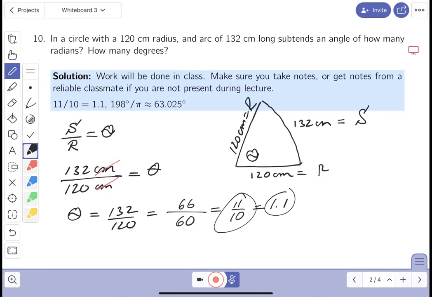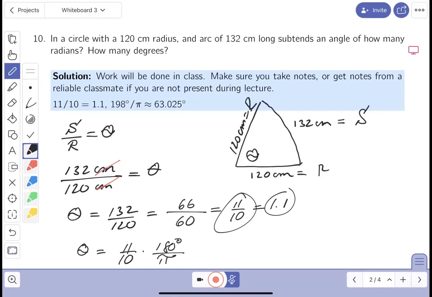Now, what's their other question? All right. I found the radian measure. They said, how many degrees? Let me write this down. Theta, 11 tenths. There's no unit on that. And I want to convert to degree measure. What's that going to be? 180 degrees over pi.